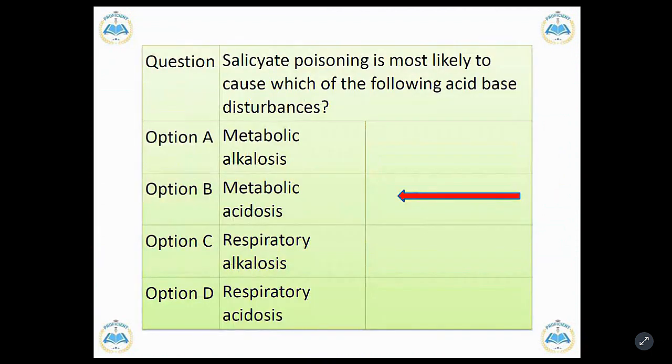Salicylate poisoning or overdose is most likely to cause which of the following acid-base disorders? Option A is metabolic alkalosis, option B is metabolic acidosis, then C and D, respiratory alkalosis and respiratory acidosis respectively. As you very well know, as we have seen, the correct answer is metabolic acidosis.